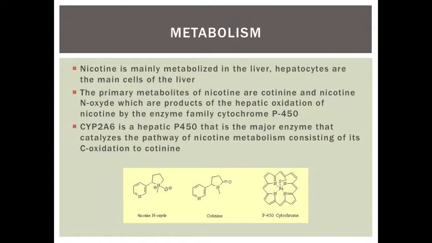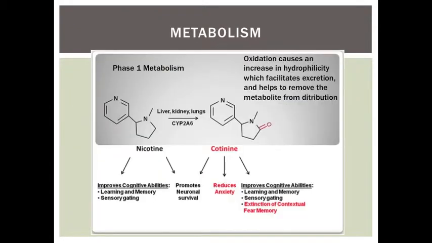Nicotine is mainly metabolized in the liver, and hepatocytes are the main cells of the liver. The primary metabolites of nicotine are cotinine and nicotine N-oxide, which are products of the hepatic oxidation of nicotine via cytochrome P450s. Specifically, cytochrome P2A6 is the major hepatic P450 enzyme that catalyzes the pathway of nicotine metabolism. This metabolism consists of C-oxidation to cotinine. Oxidation, which is phase 1 metabolism, causes an increase in hydrophilicity, which facilitates excretion and helps to remove the toxin from distribution.